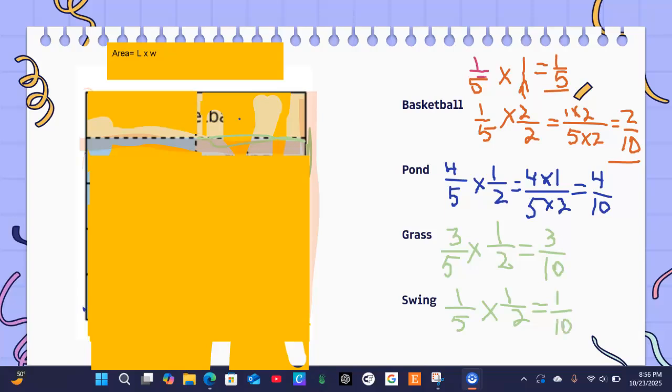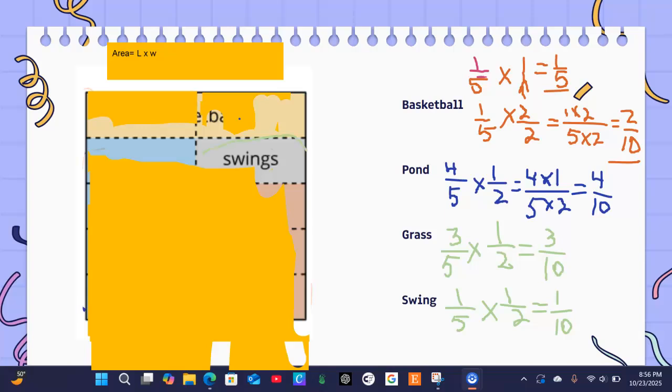Now, another way you can see it is just by counting. If you just count your boxes, you should be able to get the right answer. So you see swings, there's only one box for the swings. Only one box out of 10. 1, 2, 3, 4, 5, 6, 7, 8, 9, 10. Okay? That's how you double check your work.